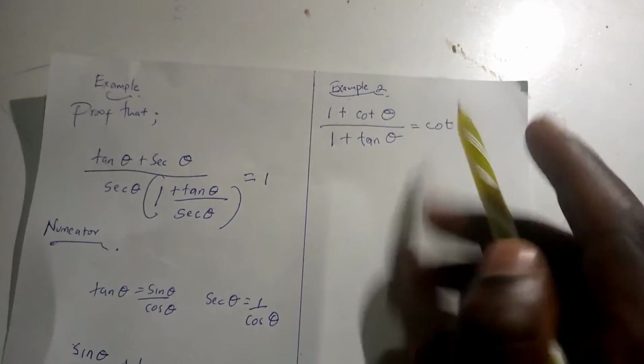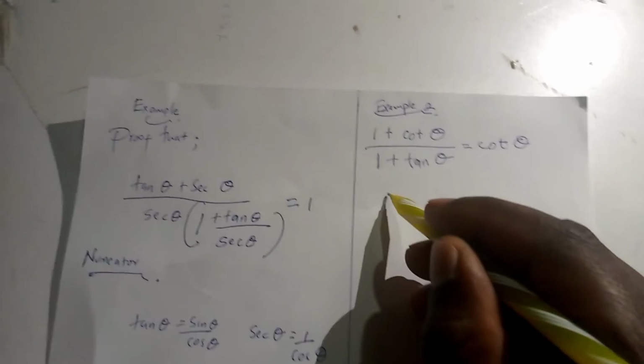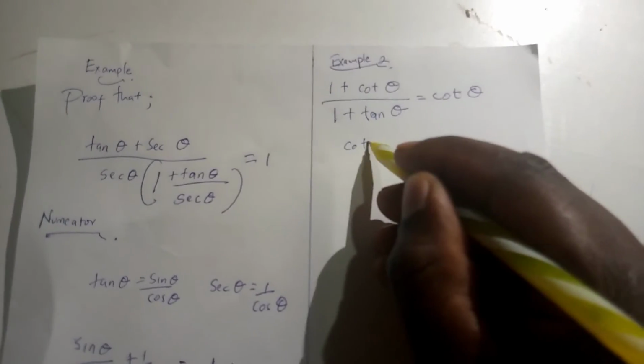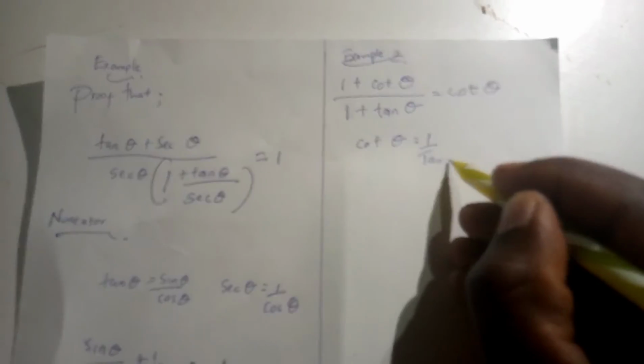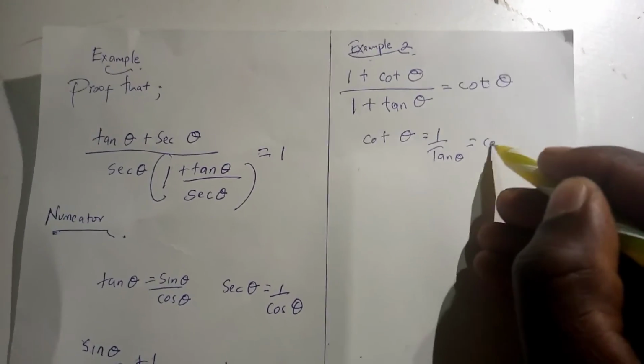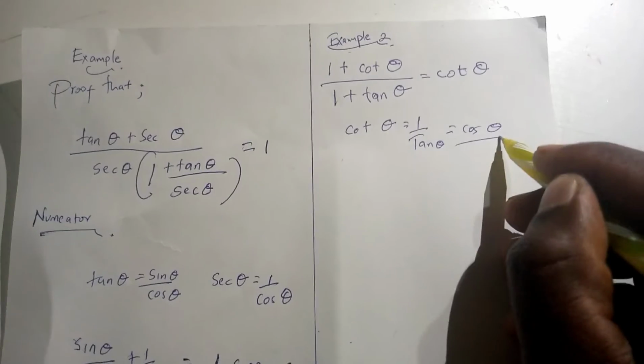Now on to part 2. We're going to find that 1 plus cot theta over 1 plus tan theta is equal to cot theta, and we know cot theta is equal to 1 over tan theta, which can also be cos theta over sin theta.